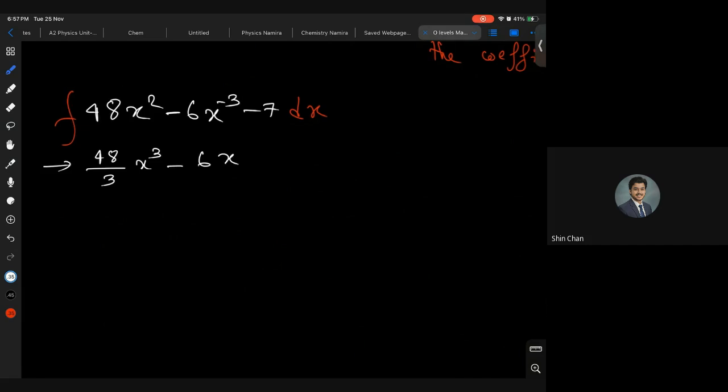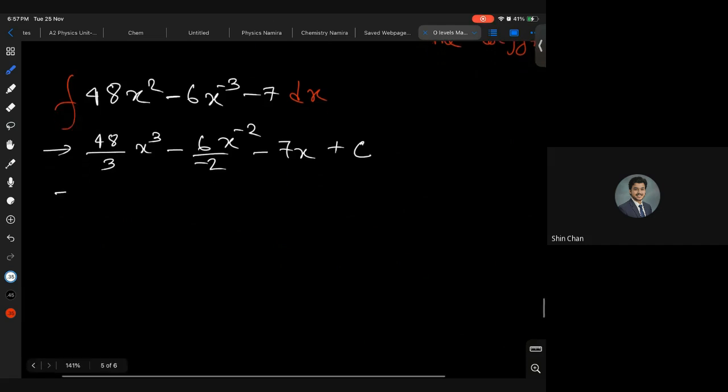I have to add power first. So minus 3 plus 1 would give me minus 2, and divide the coefficient by minus 2. Then minus 7x would be x, because there is an x to the power 0, and 0 plus 1 would give me 1, right? And then a constant, a number, that we denote with c.